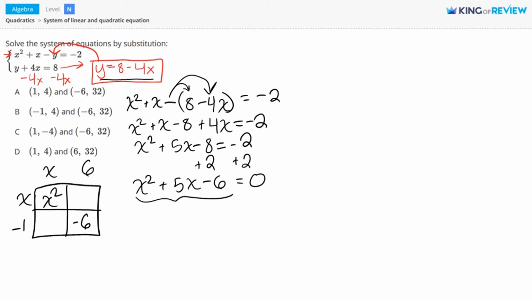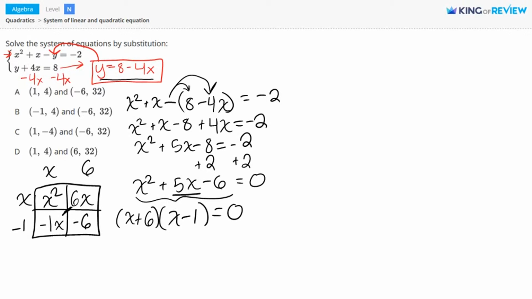Filling out the rest of the box, we have -1 times x gives us -1x, and x times 6 gives 6x. If you add up these two boxes, -1x plus 6x, you get 5x here. So now I've factored this as x plus 6 times x minus 1 equals 0.